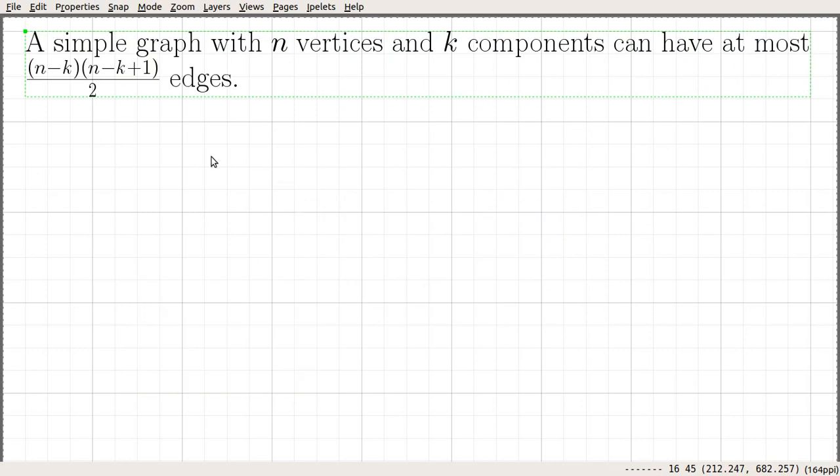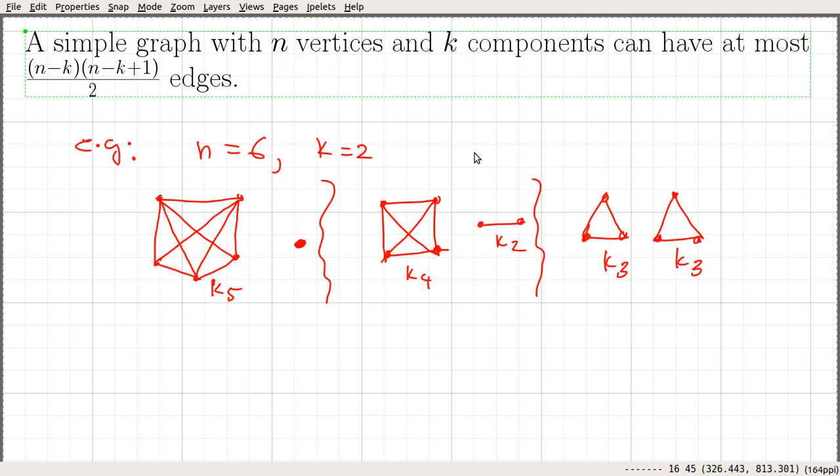Okay, in this video we are going to prove this statement. A simple graph with n vertices and k components can have at most (n minus k)(n minus k plus 1)/2 edges. Okay, so before proving this statement, let's look into one example.